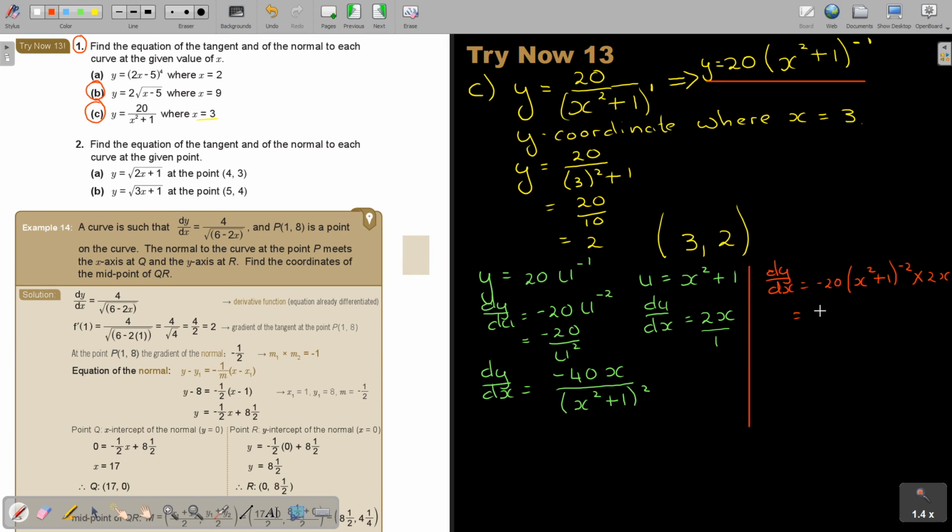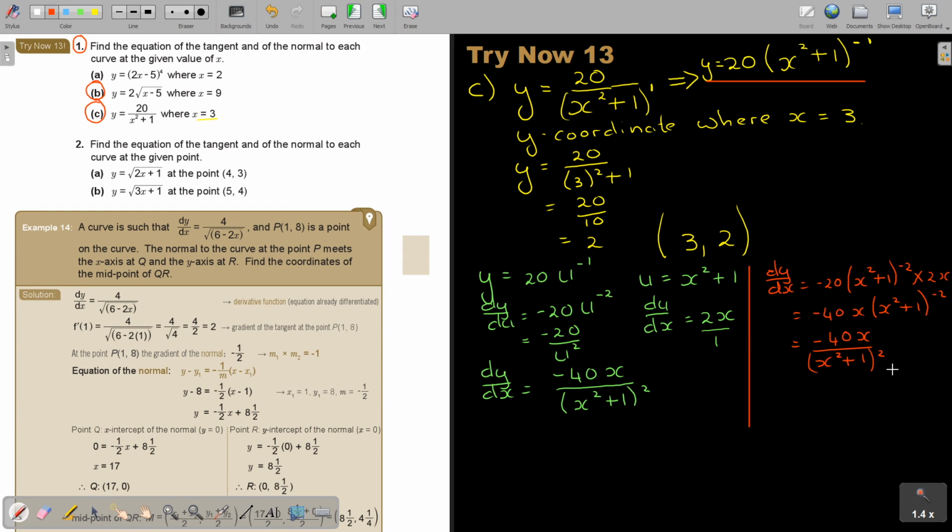And if you multiply this, you will get negative 40x, and it's (x squared plus 1) to the power of negative 2. And then, basically, you just take it down. So it's negative 40x over (x squared plus 1) to the power of 2, which is exactly the same. Okay, so get used to the short method also.